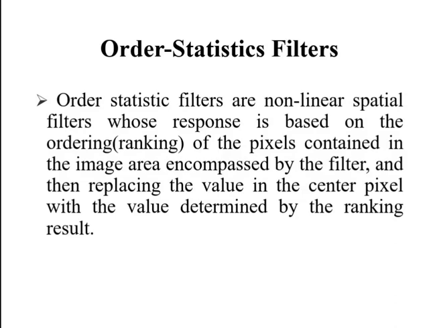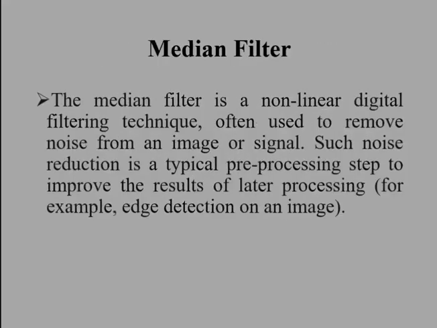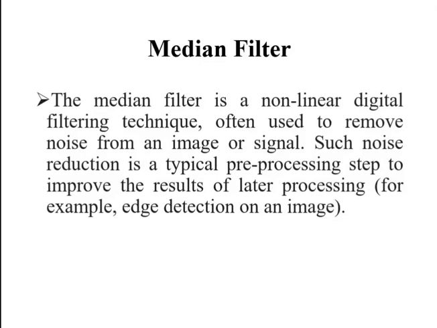Median filters are quite popular because for certain types of random noise, they provide excellent noise reduction capability with considerably less blurring than linear smoothing filters of similar size. Median filters are particularly effective in the presence of both bipolar and unipolar impulse noise.